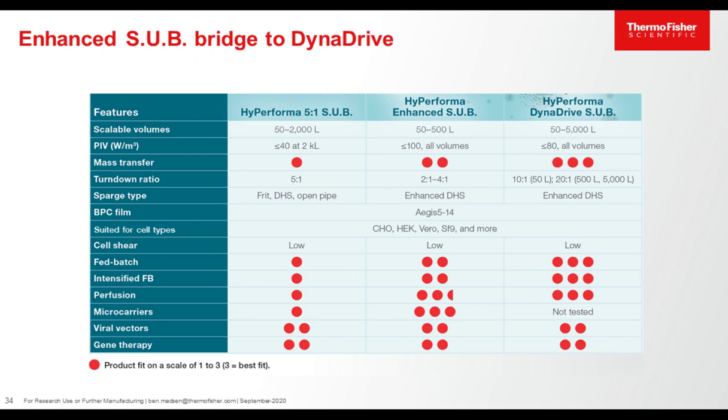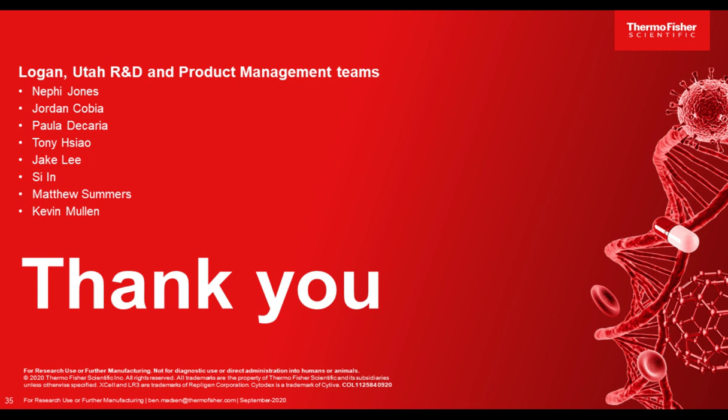Looking forward, we'll tease you with improvements we're now seeing in the newest DynaDrive sub, with still higher peak mass transfer and incredible turn-down ratios as high as 10-to-1 or 20-to-1 turn-down. We're still in the process of gaining data sets for multiple clones and cell types, but we anticipate between the enhanced and the DynaDrive subs, we'll be able to meet any cell culture needs that our customers have moving forward.